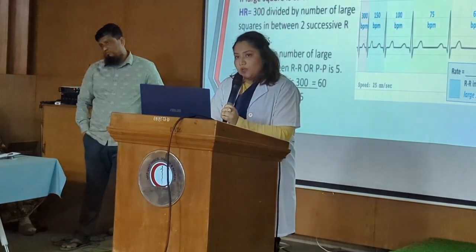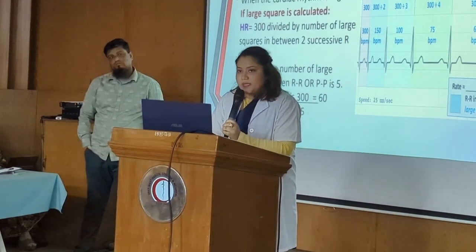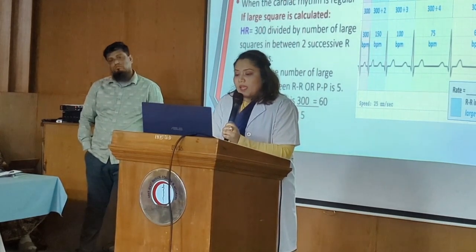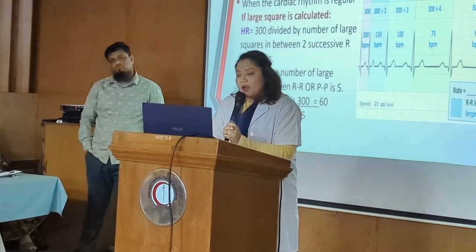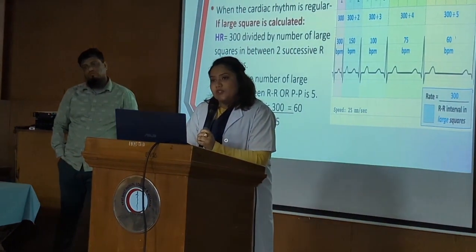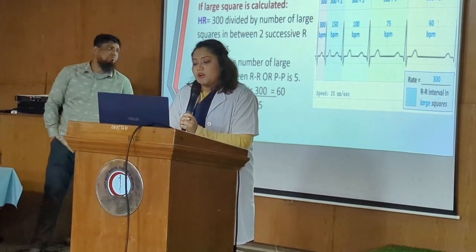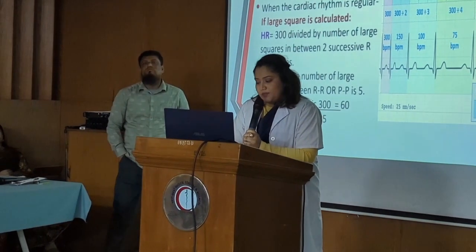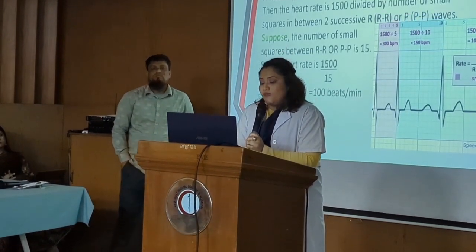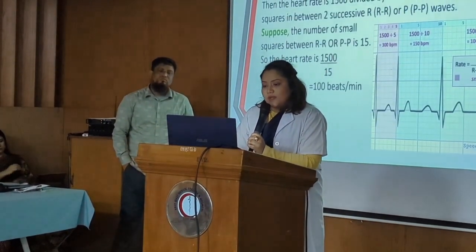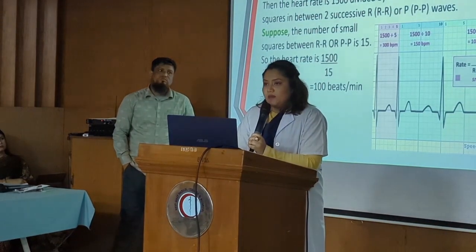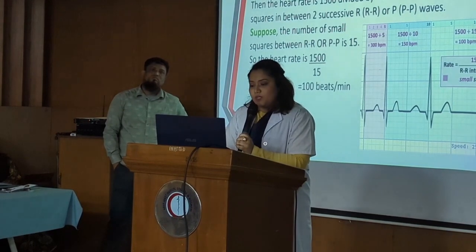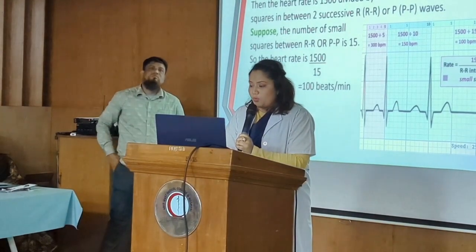Now, how can we calculate heart rate from an ECG paper? If cardiac rhythm is regular and we count the large squares, heart rate is equal to 300 divided by the number of large squares between two successive R or P waves. And if we count the small squares, the heart rate will be 1500 divided by the number of small squares between two successive R or P waves.